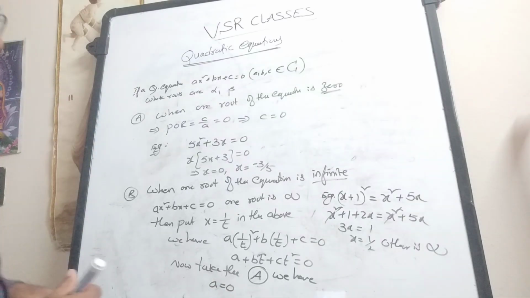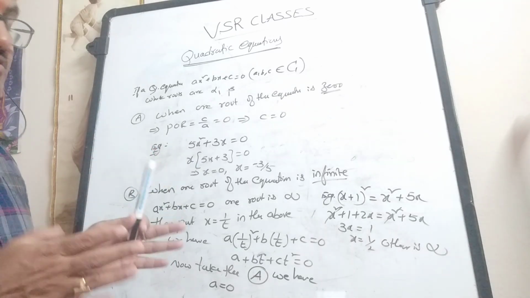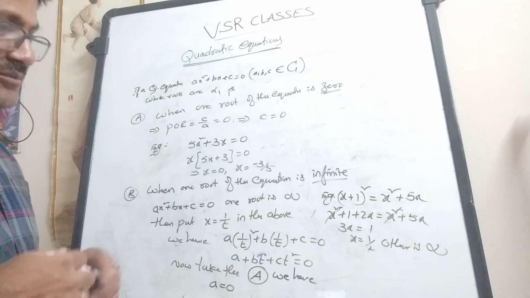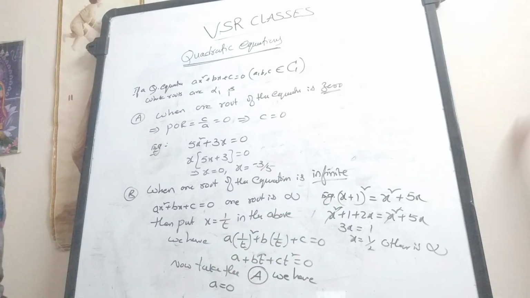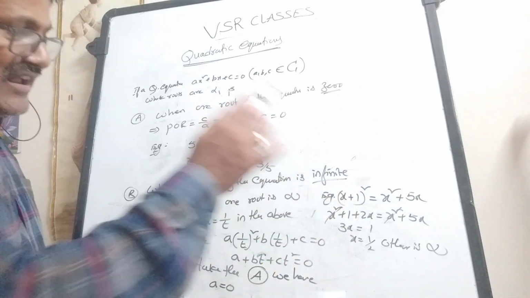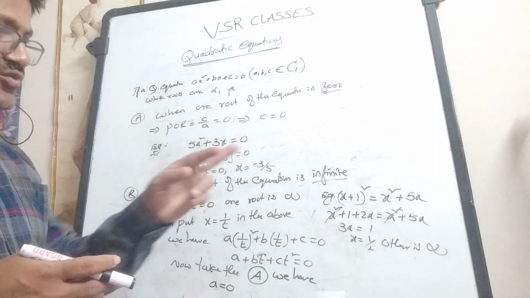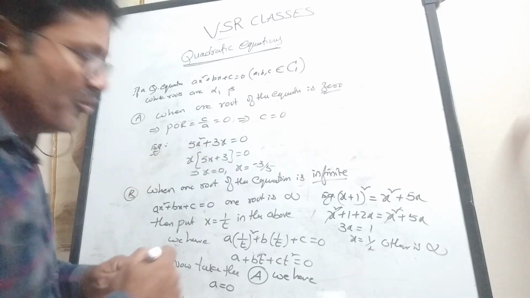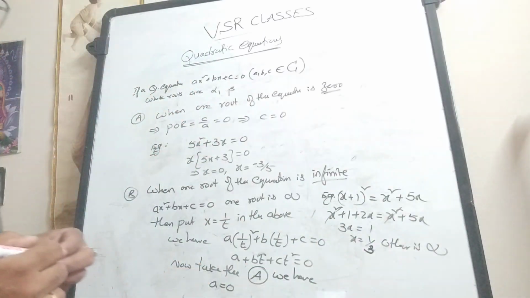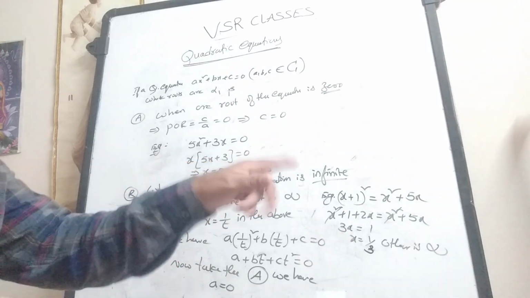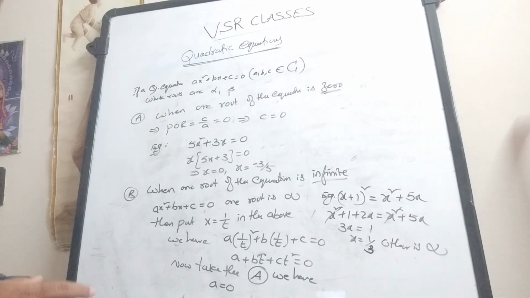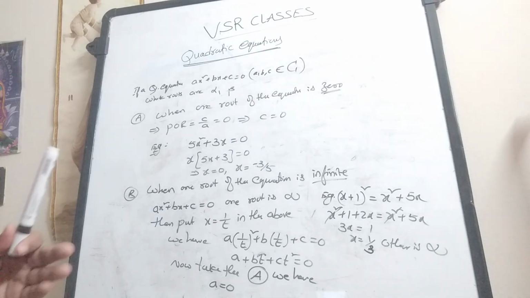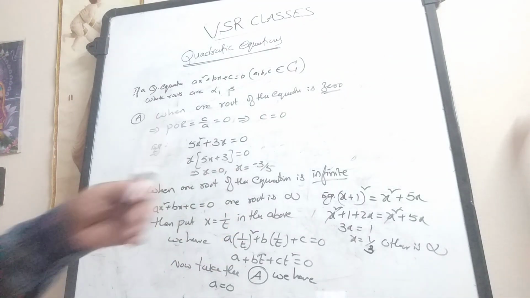Now for example, if you take (x plus 1) whole square equal to x square plus 5x, it seems to be in the form of a quadratic equation, but it's not a quadratic equation. Okay, because whenever the x square coefficient is cancelled: x square plus 1 plus 2x equals x square plus 5x. On both sides, x square will be cancelled. Then you will have 3x is equal to 1, then x is equal to 1 by 3. Where is the other root then? The other root will be infinite, because the x square coefficient is already cancelled there. So a quadratic equation definitely will have two roots. So we can go for some examples for that.